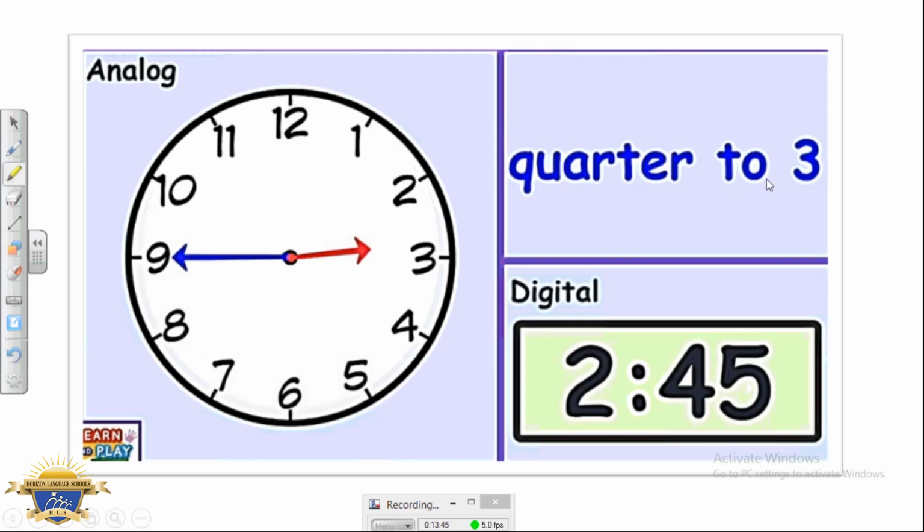Quarter to 3. But when I write it in the digital clock, I will write the small number. So it's 2:45, because I said that if the minutes hand is on number 9, the minutes is going to be 45. So it's 2:45. The next one.